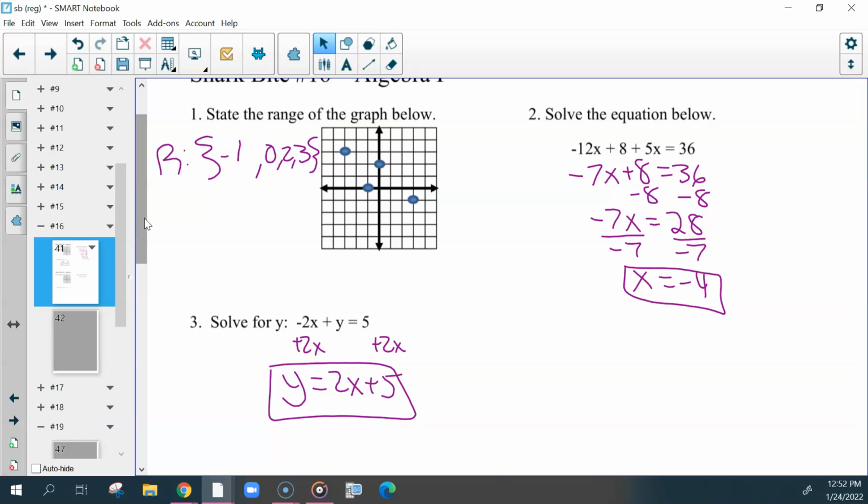And then for number 3, we needed to solve this for y. So adding 2x to both sides and then rearranging the sides would get this in slope-intercept form. And we would have the equation y equals 2x plus 5. Questions on these 3?